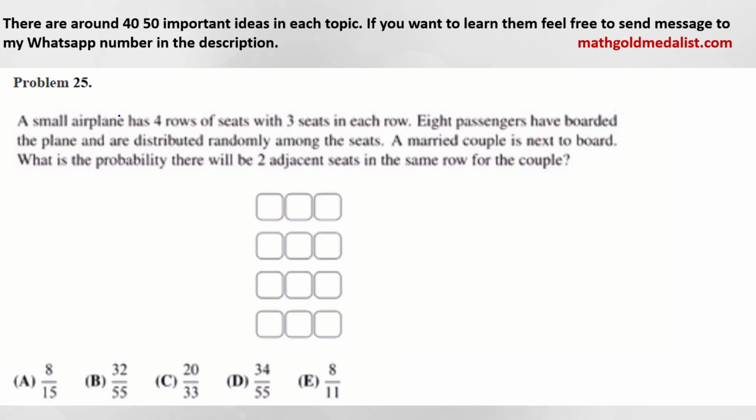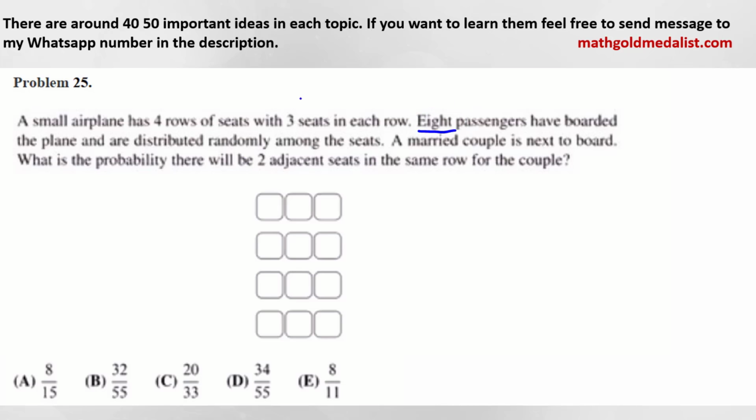Okay, last problem. Problem 25. A small airplane has 4 rows of seats with 3 seats in each row. 8 passengers have boarded the plane and are distributed randomly among the seats. A married couple is next to board. What is the probability there will be 2 adjacent seats in the same row for the couple? Okay. So these two, we don't consider these two in these 8 passengers.